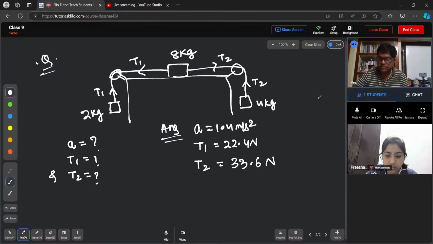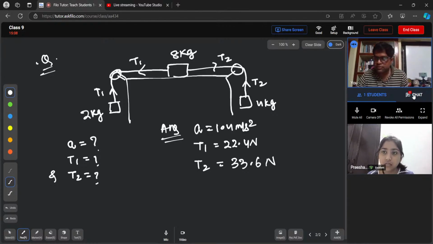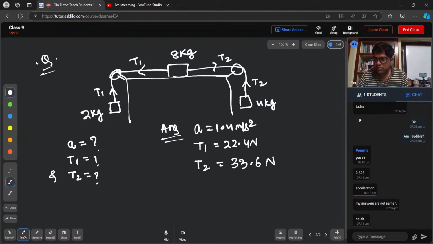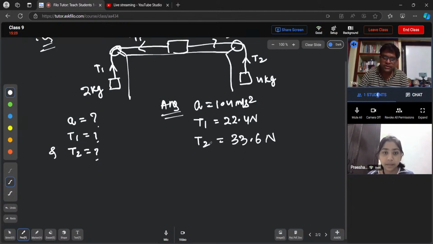Could you get this answer? So how will you solve? Okay, answers are not same. Fine. So just you try to verify where you have done the mistake.